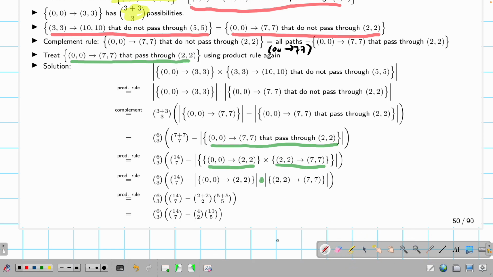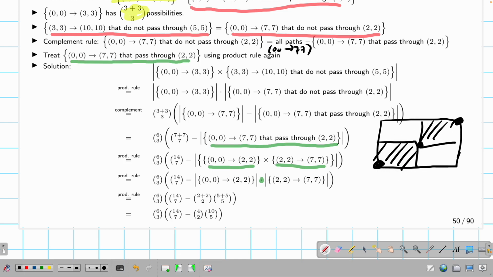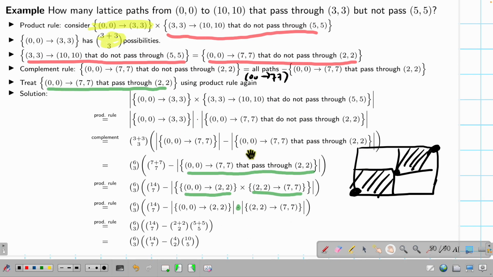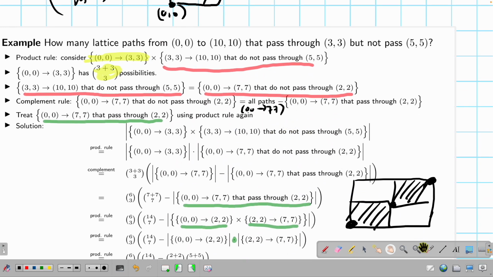What's the idea behind it? Let me recap: 0, 0, 7, 7, 2, 2. We want to study how many ways the path passes through this point and then through that point. Then we just consider this region and this region. How many ways from 0, 0 to 2, 2? Just this. How many ways from 2, 2 to 7, 7? Just this. So we use the product rule to deal with the green part. That's all. Now we can look at how we proceed with the whole problem. So first of all, what?